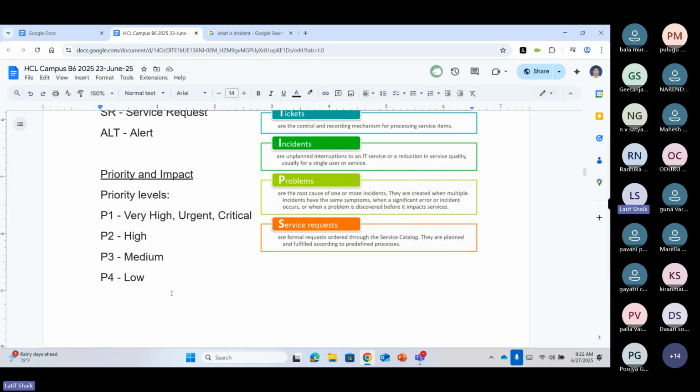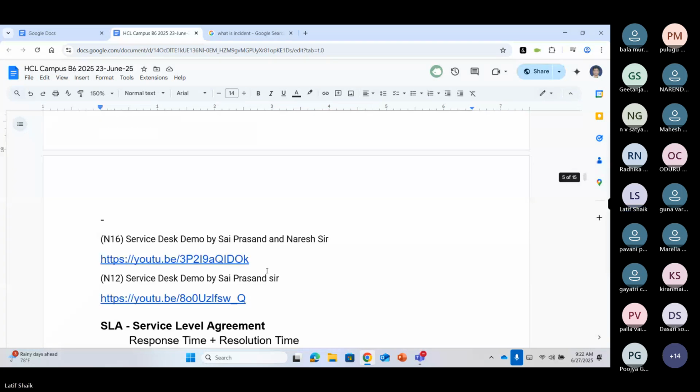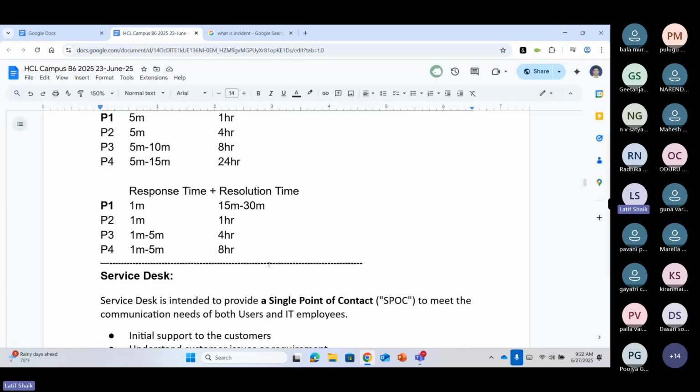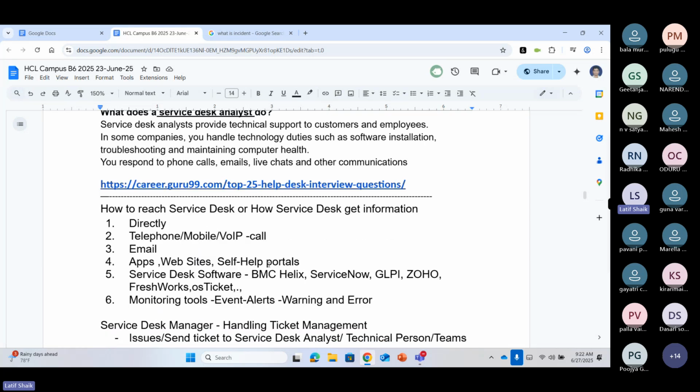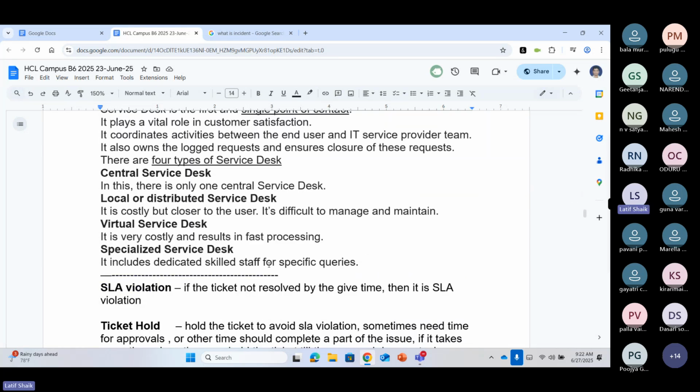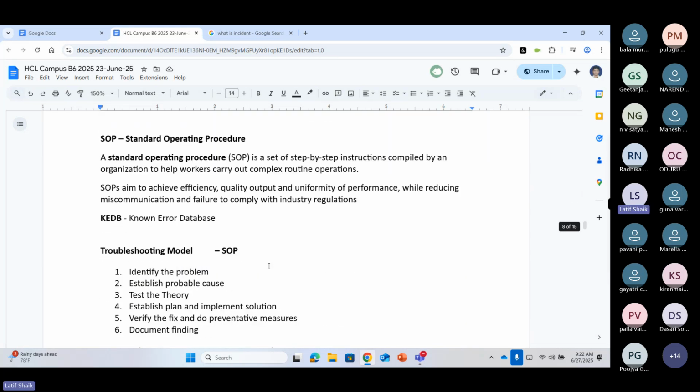So take each and every point. Everything is one question, guys. Think like everything is one question. What are the types of tickets? What are the different types of priorities? What is incident? What is service request? What is change? Right? That is the first one.